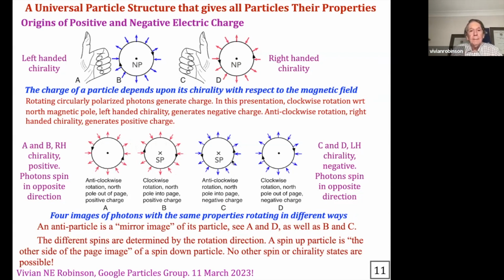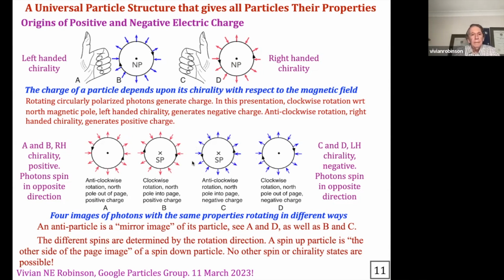and with the North Pole pointing out of the page and the photon rotating clockwise, you have a negative particle. And the same thing with the reverse, when the South Pole is pointing out, the North Pole is pointing in, the direction of the electron flow is anti-clockwise, and again, it will generate a negative charge.